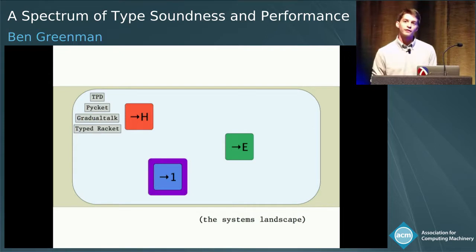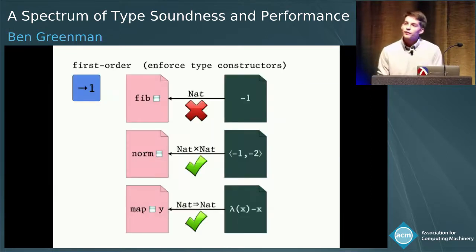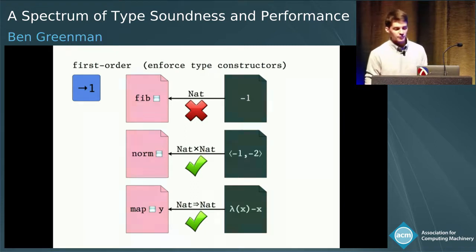Next, let's do 1 for first order. The goal of the first order approach is to avoid these proxies, or these disks that we had before, and to check only type constructors at the boundary between typed and untyped code. So if we're expecting a natural number and receive a negative number, the negative number is rejected because it doesn't match the outermost shape of a typed natural number. But if we're expecting a pair or expecting a function and receive, respectively, a pair or a function, those are both allowed to cross over into the typed context because they pass the first order check.